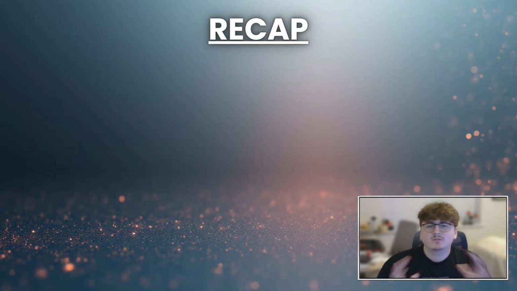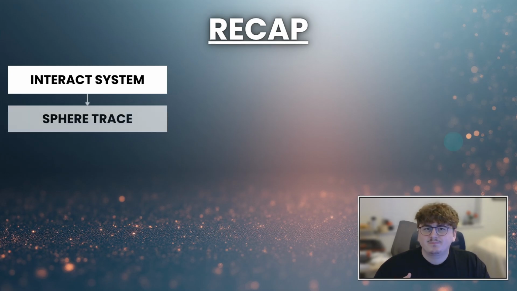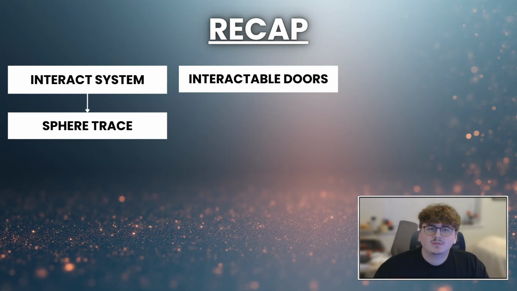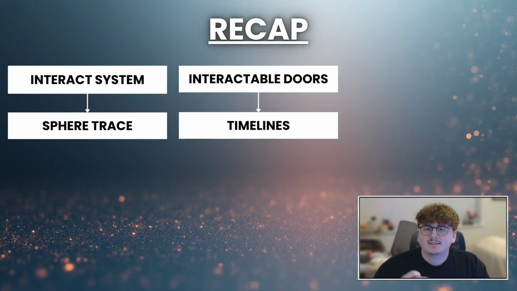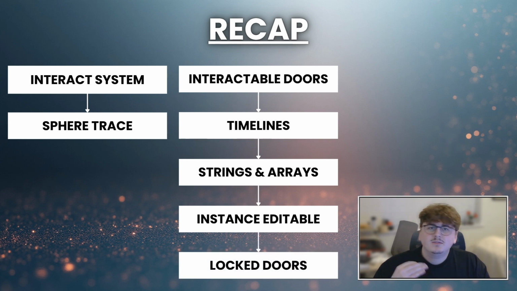Awesome. So we've done great so far. So let's do a quick recap. So you built a full interact system that works across multiple objects. You used the sphere trace so that the player can detect what they're aiming at. You created a smooth door movement using a timeline. You made a door system dynamic using strings, arrays, and instance editable. And you set up doors to require unique keys without creating extra blueprints.